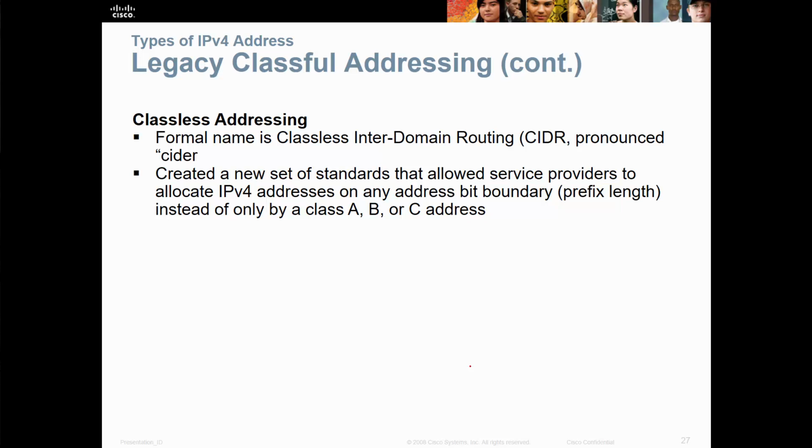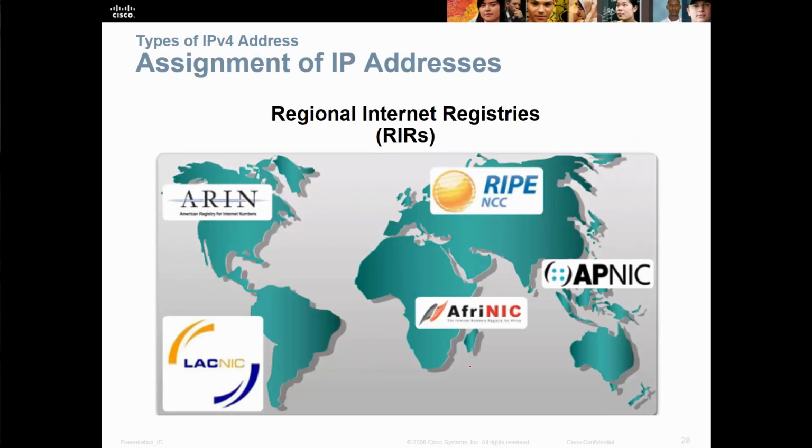Next general question, who assigns IP addresses? It all depends on the region that you live in. ARIN for North America, RIPE for Europe and parts of Asia, AFRINIC for Africa, APNIC for Asia and the South Pacific. We have LACNIC for Latin America, and so forth.